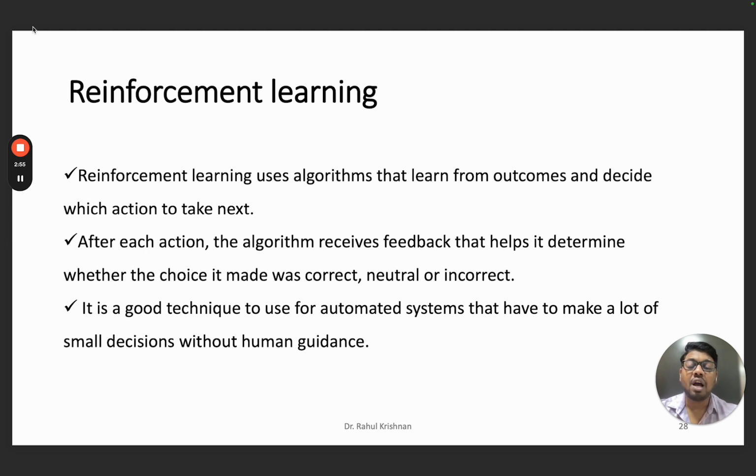For example, after each action, the algorithm receives feedback. Whenever the algorithm does some action for the first time, it looks for the feedback, and that feedback helps it determine whether the action is correct, neutral, or incorrect. So it will do one action, then see the feedback, and analyze whether the action was a correct one, a neutral one, or an incorrect one. This is how it learns. So it is a good technique to use for automated systems that have to make a lot of small decisions without human intervention or guidance.